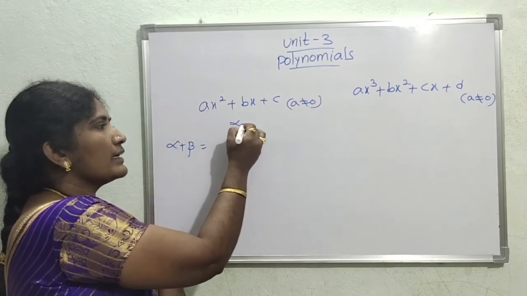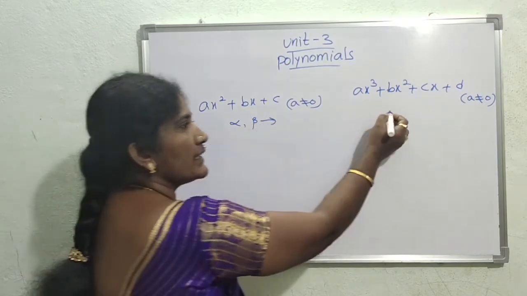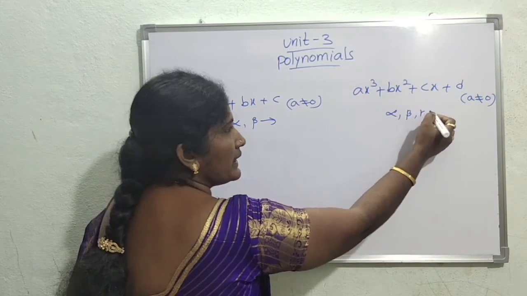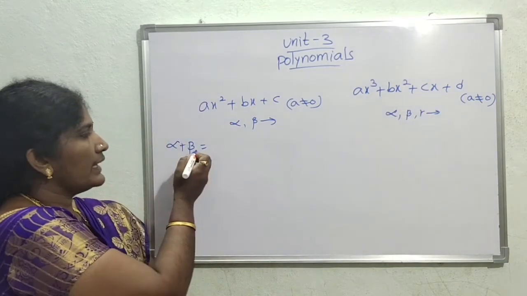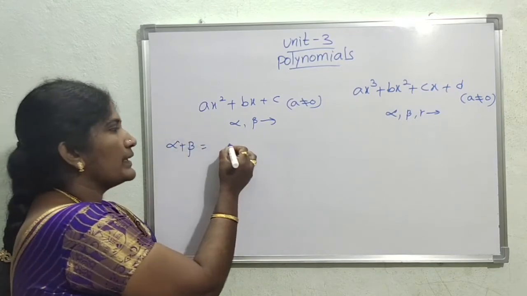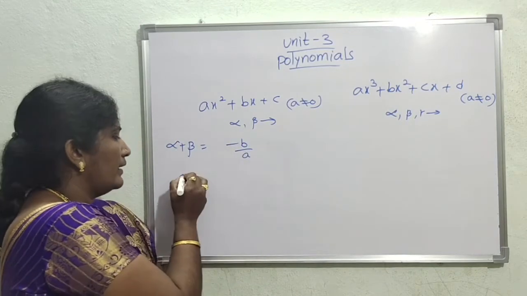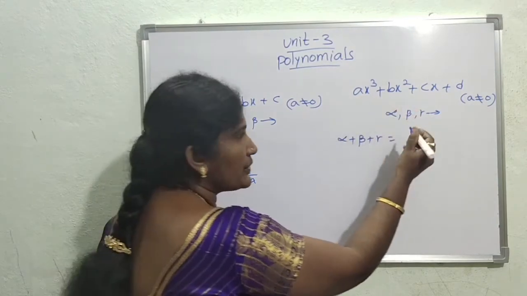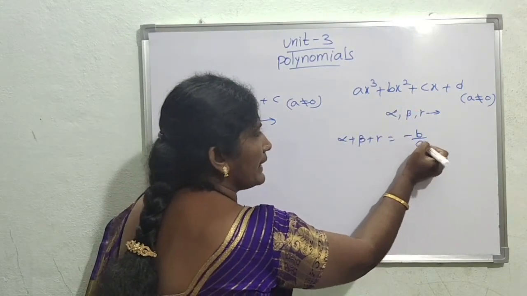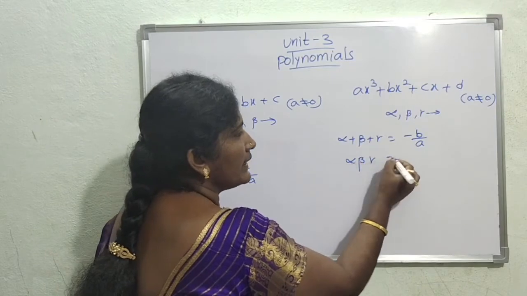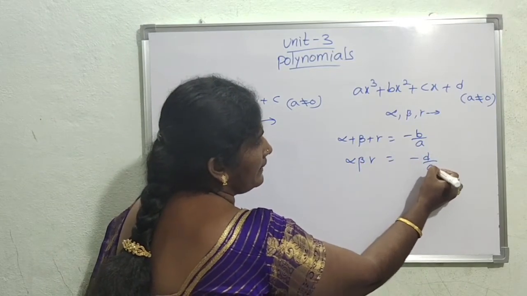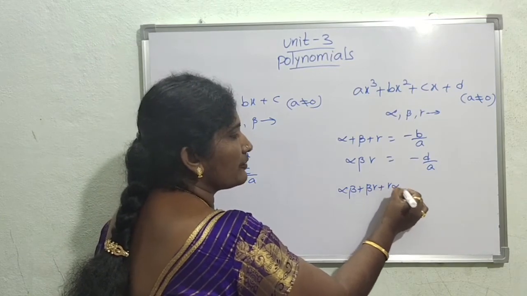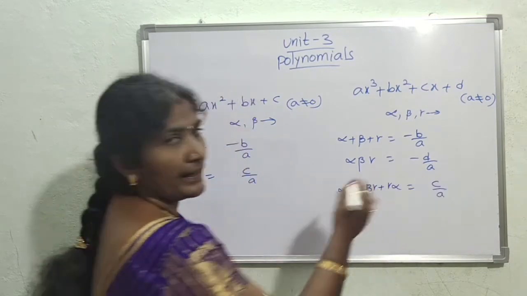In the quadratic, alpha beta are the zeros, and in the cubic, 3 zeros will come because the highest power is 3: alpha beta gamma are the zeros. Sum of zeros in a quadratic polynomial is minus b by a. Product of zeros is c by a. Here in the cubic, sum of zeros is also minus b by a. Product of zeros is minus d by a. And one more, alpha beta plus beta gamma plus gamma alpha is c by a.